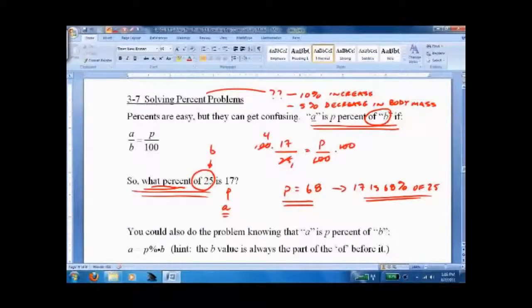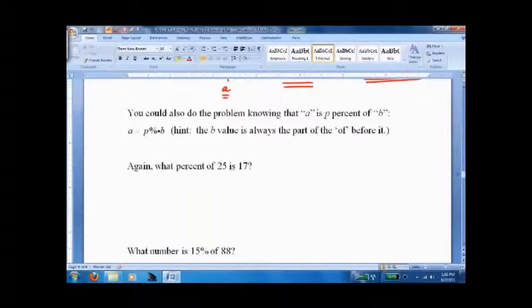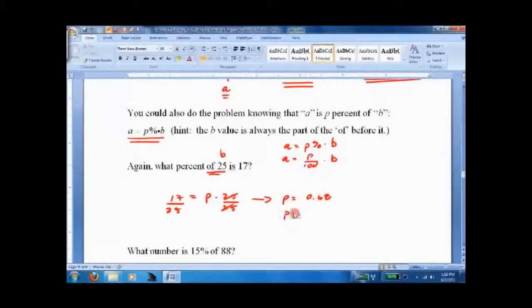That's it. Now, I don't like doing the problems this way, so I'm going to ignore it. I'm going to write it as this: A equals P% times B. And A equals P% times B could also be written as A equals P over 100 times B, which is the way I'm typically going to write it. So we just did this problem. Let's do it again. 17 equals P times, where's the of? That's my B value, 25. So we just divide by 25, and we get P equals 0.68, which is the same as 68%.